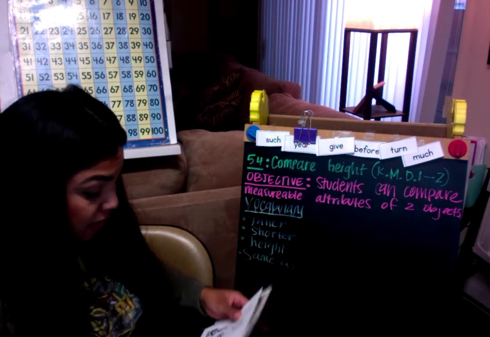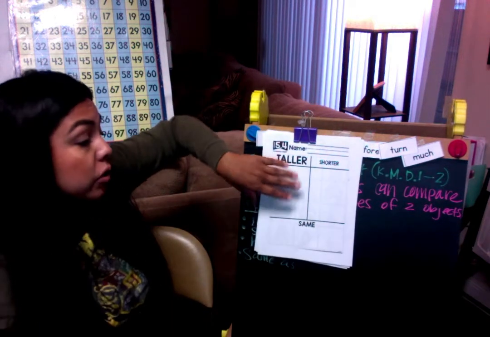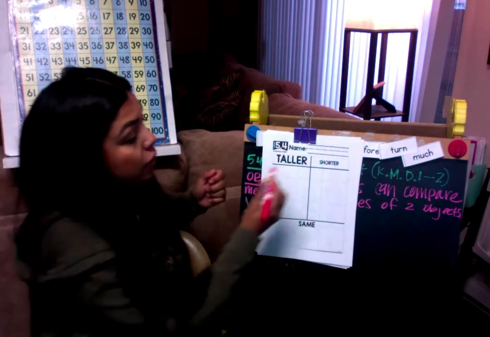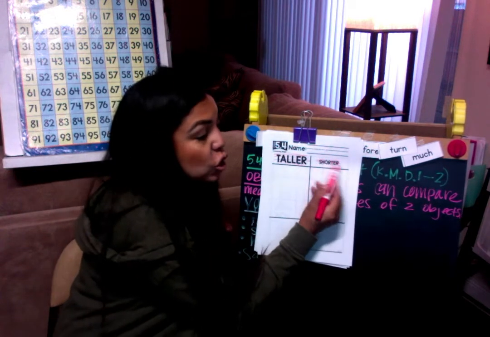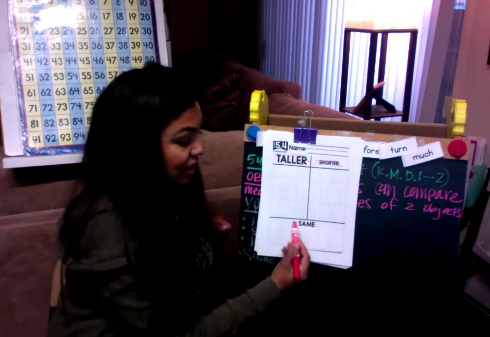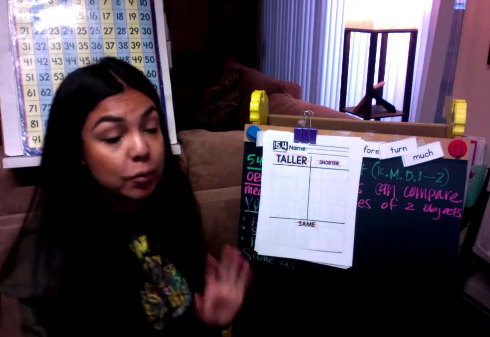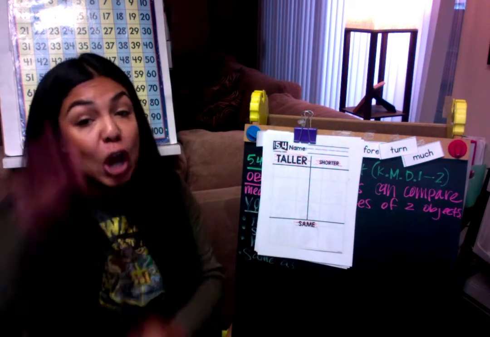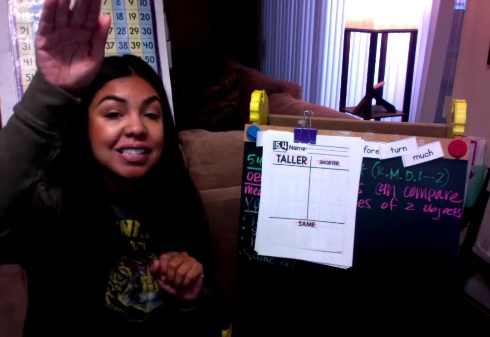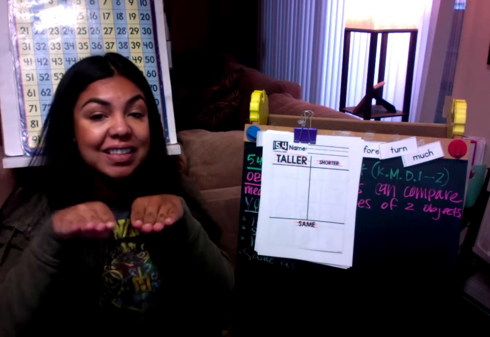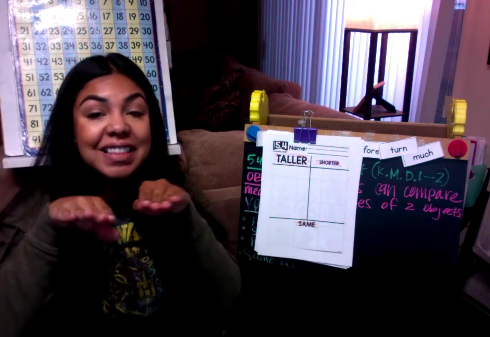You will cut the pictures that are taller and shorter and the same, and you will glue them onto this page. So everyone say it with me right here. Say taller, good. Shorter, good. And same, good. So those are the 3 vocabulary words I want you to focus on. Remember, taller, shorter, and the same. Okay, everyone together. Taller, shorter, and the same.